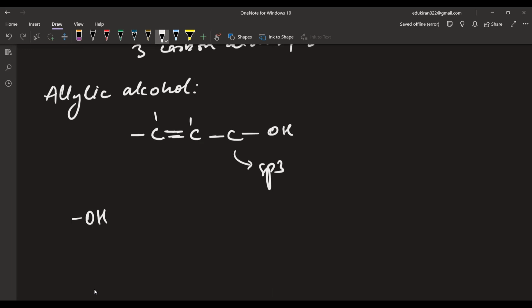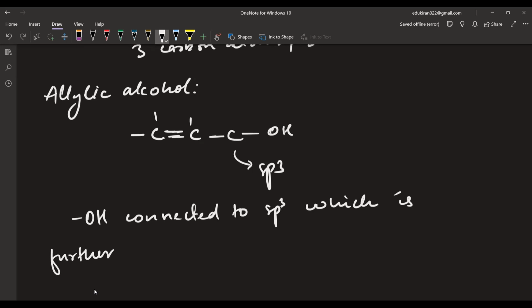OH connected to sp3, which is further connected to C double bond C. You guys remember this allylic? Yes or no? Please tell me. Yes.